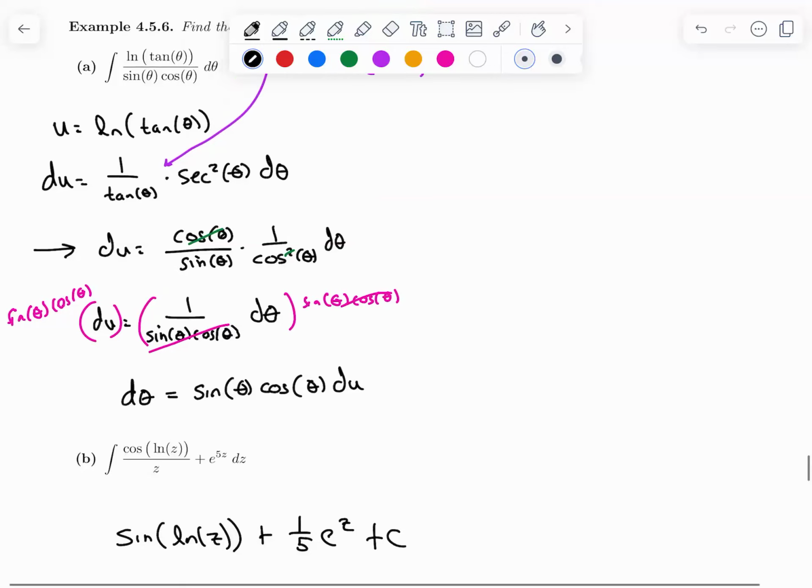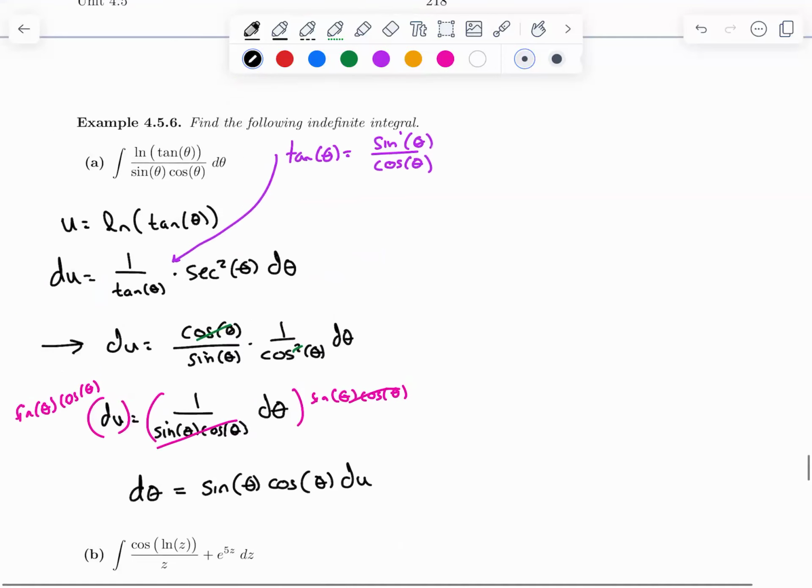So anyways, back to our problem at hand. Don't worry, I'm going to scroll back down to that if you haven't written it yet. But make u equal to natural log of tangent. So by the chain rule, derivative of the outside, 1 over tangent theta, times the derivative of the inside, secant squared.